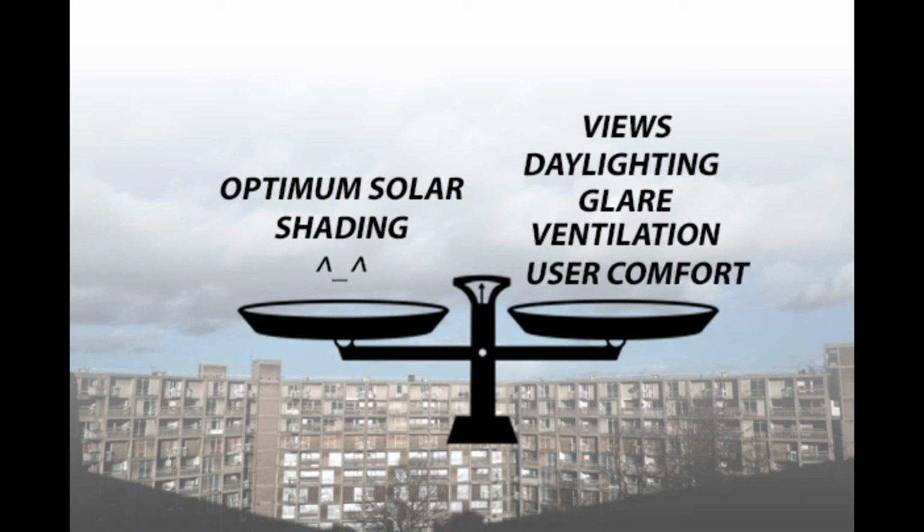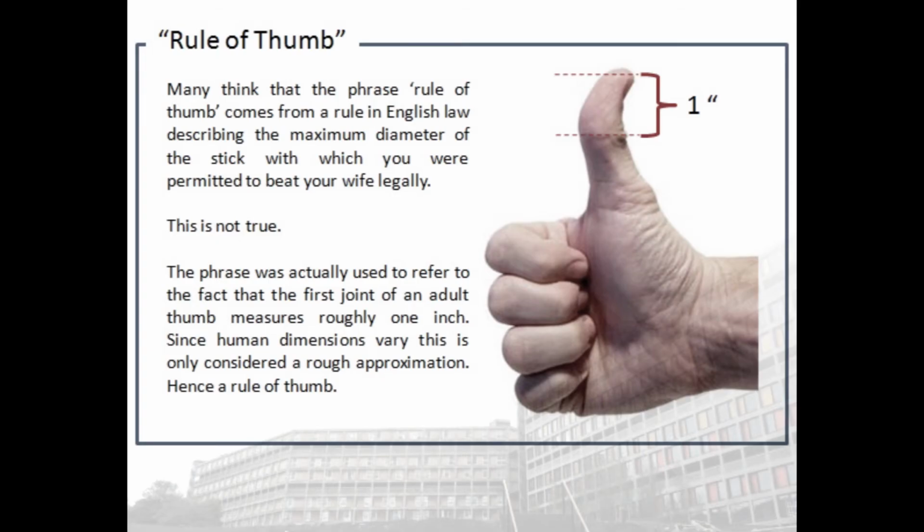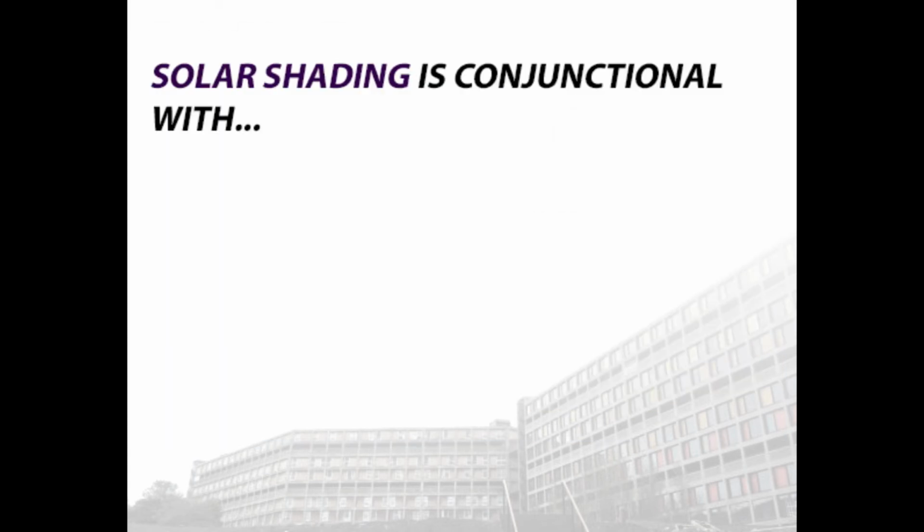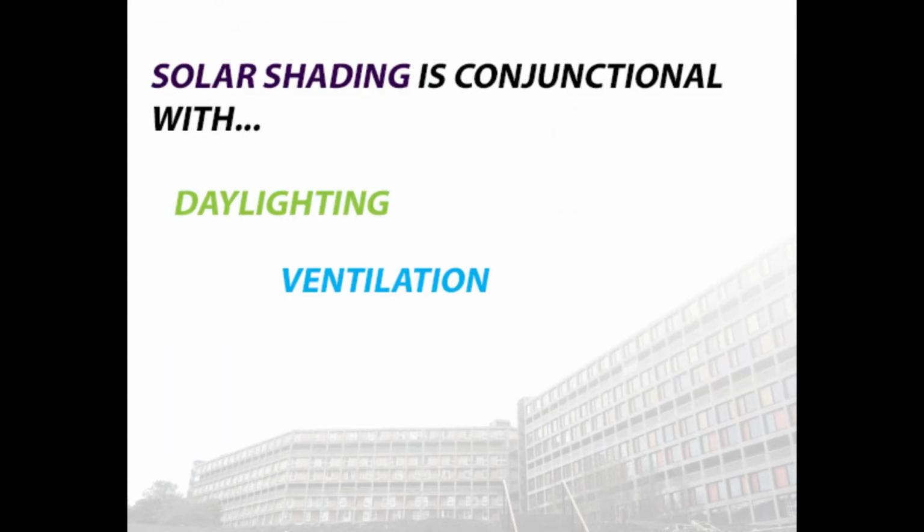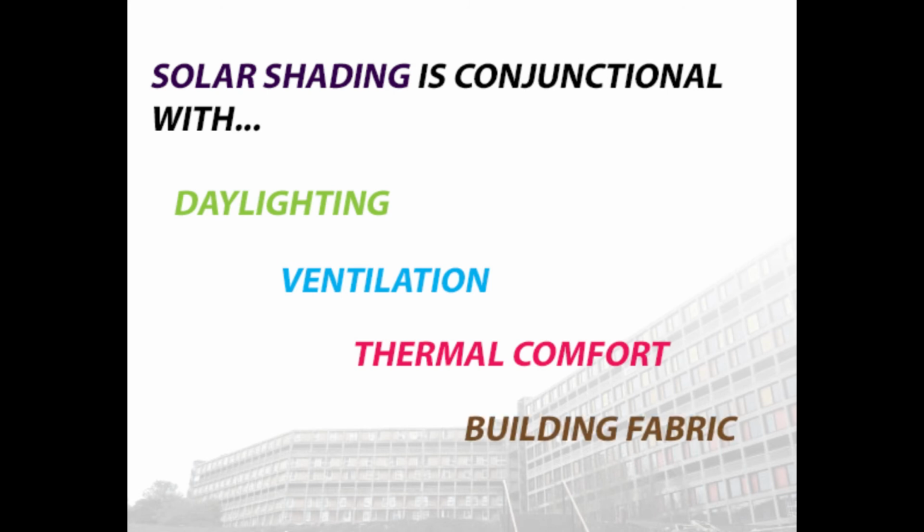This video presentation only provides you with a rule of thumb in solar shading design. You must understand that solar shading is conjunctional with daylighting, ventilation, thermal comfort, and building fabric, where all are dependent on each other in designing how well the building performs as a single entity.